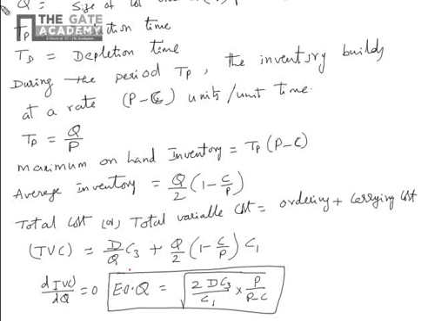If instead of instantaneous production there is gradual production, instead of demand there is gradual demand, then it is a formula to remember. Then in the same way, what is the annual cost?